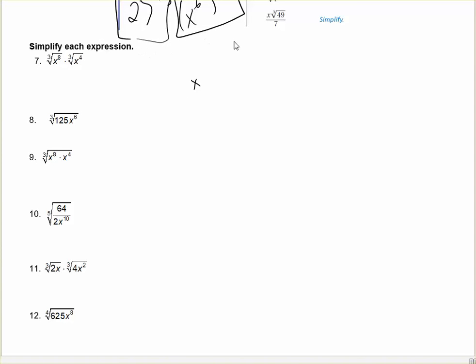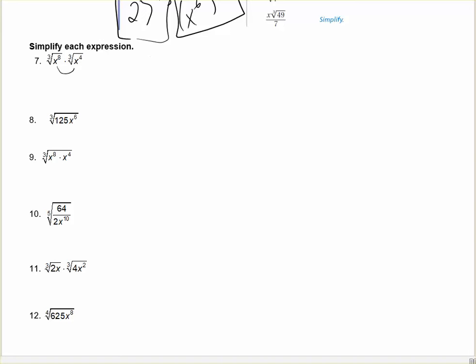One thing that you could do is, since they're both cubed roots, you could multiply the numbers inside of there and have x to the 8th times x to the 4th if you think that will help. Or you could simplify each one separately and then multiply your results. Let's do the first thing that I said and see if it helps.